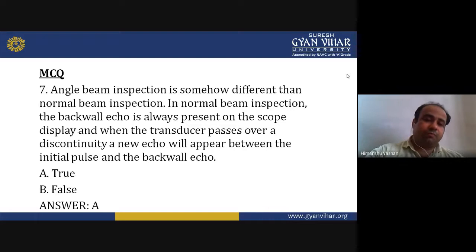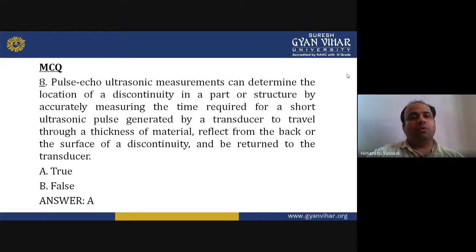Now, pulse echo ultrasonic measurement can determine the location of a discontinuity in the part or structure by accurately measuring the time required for a short ultrasonic pulse generated by a transducer to travel through a thickness of material, reflect from the back or the surface of a discontinuity and be returned to the transducer. So what do we call it, true or false? We just discussed it a few minutes ago. It's true.